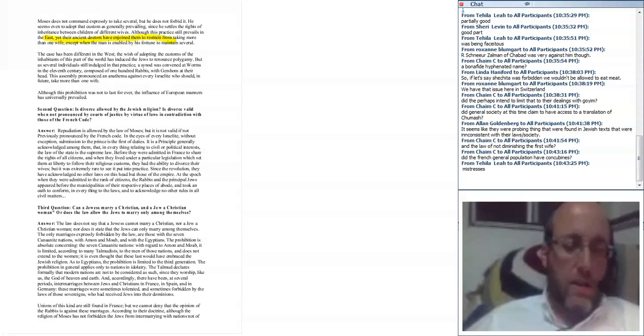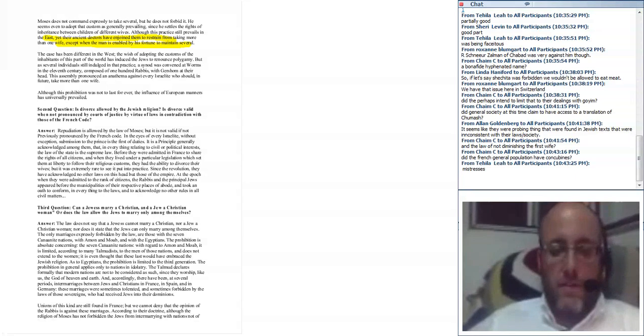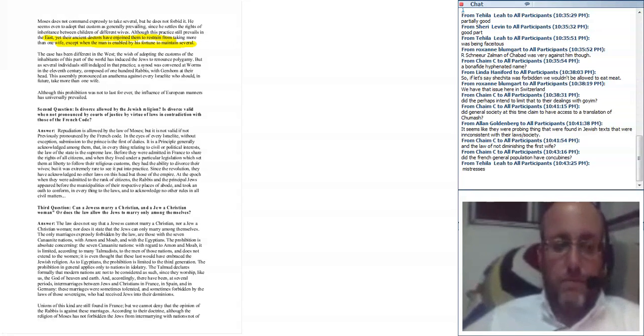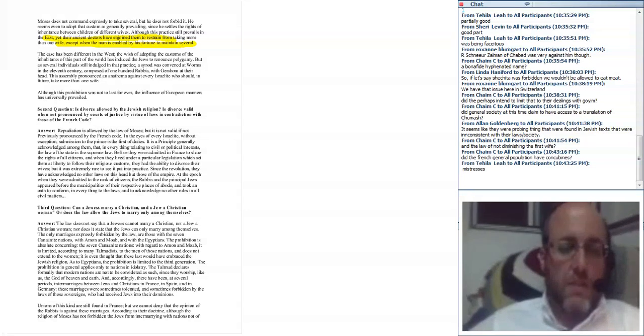But most of the people you meet in Tanakh, most of the people you meet in the Bible, had only one wife. Moses didn't command it, but neither did he forbid it. He seems even to adopt that custom as generally prevailing, since he settles the rights of inheritance between children of different wives. The Torah is aware of the fact that this is a condition which could exist.